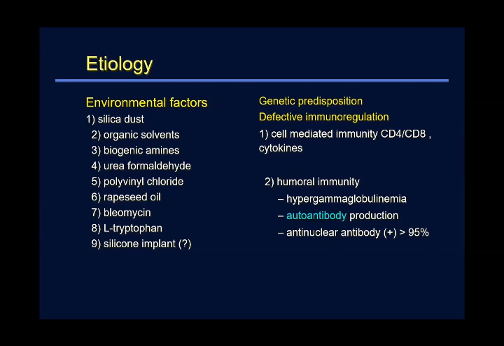And it is cell-mediated immunity, with CD4 and CD8 cytokines in the inflammatory process, which can lead to high inflammation in the body. And there is humoral immunity, that is hypergammaglobulinemia and autoantibody production like SCL70 antibody and ANA antibodies. They are the humoral immunity which can lead to precipitation of chronic inflammation leading to scleroderma.